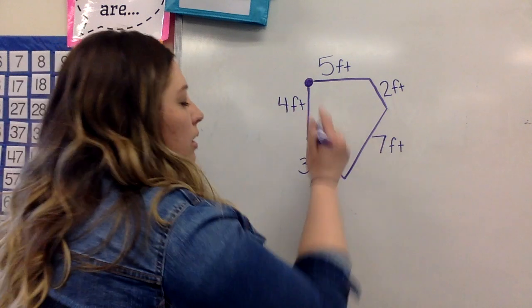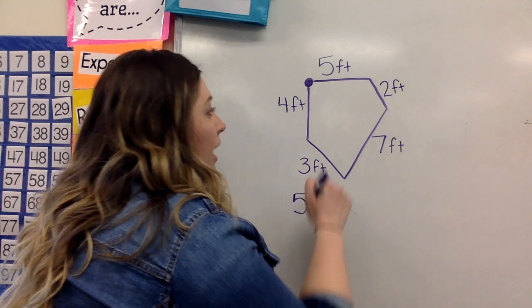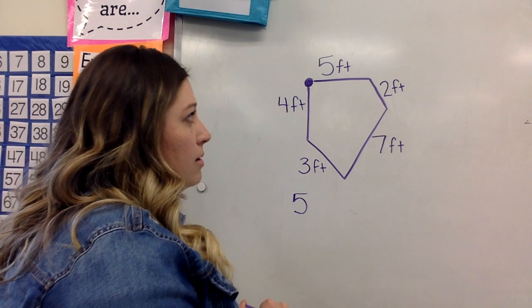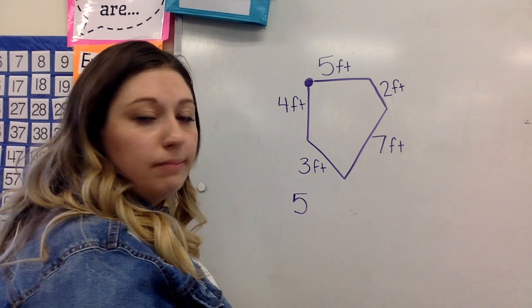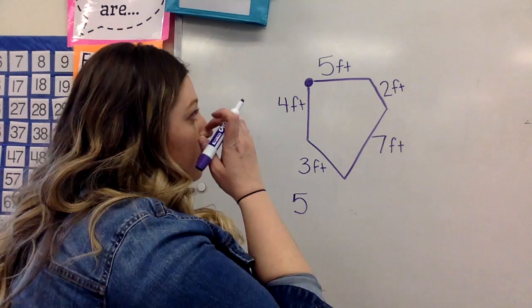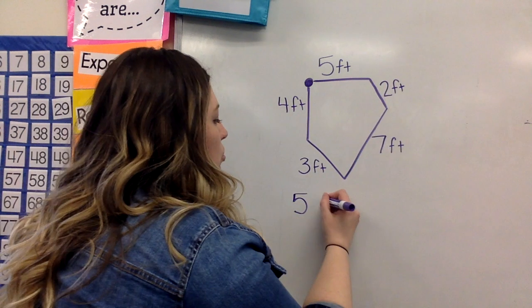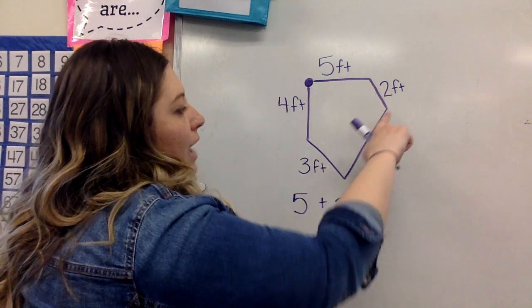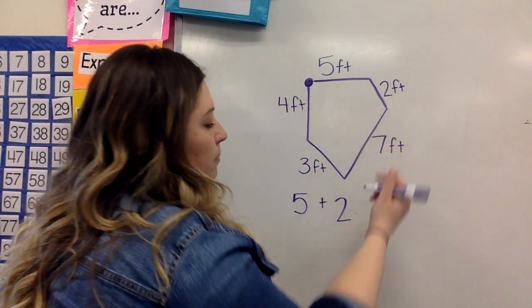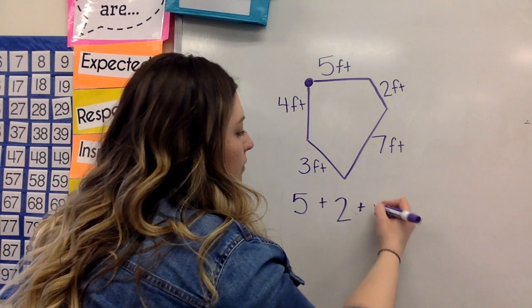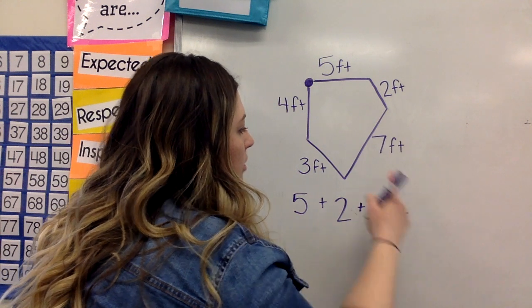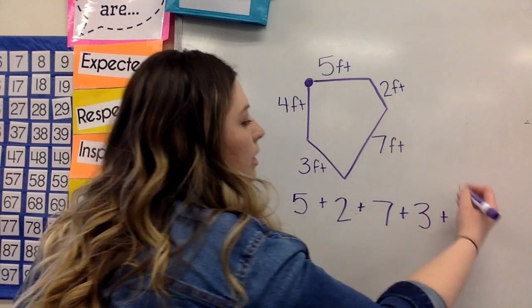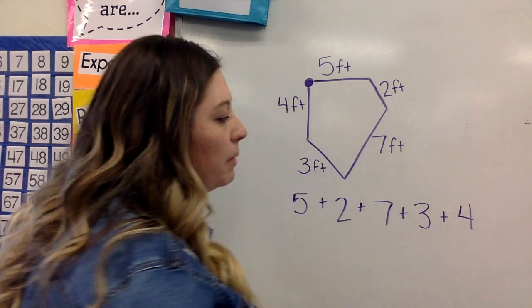So I'm going to start here. I have 5, and it looks like I'm working with feet for the measurement. So that's my unit of measurement. That helps us be more accurate. People understand what we're talking about then. So this one's 5 feet. Then we go to 2 feet. I'm adding them up because I'm adding up the sides around a shape. After 2 is 7. 7 is 3. And then my last side here is 4. So I have all my sides listed out.